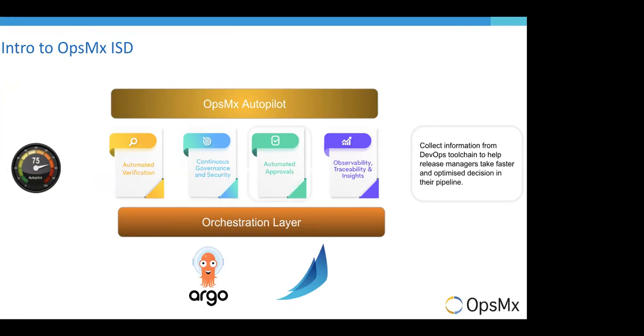Next is automated approvals, also called informed approvals. Autopilot collects information from the DevOps toolchain to help release managers make faster and optimized decisions in their pipeline. And the next is observability, traceability, and insights. It provides all the metrics and dashboards about application deployment and pending approvals.